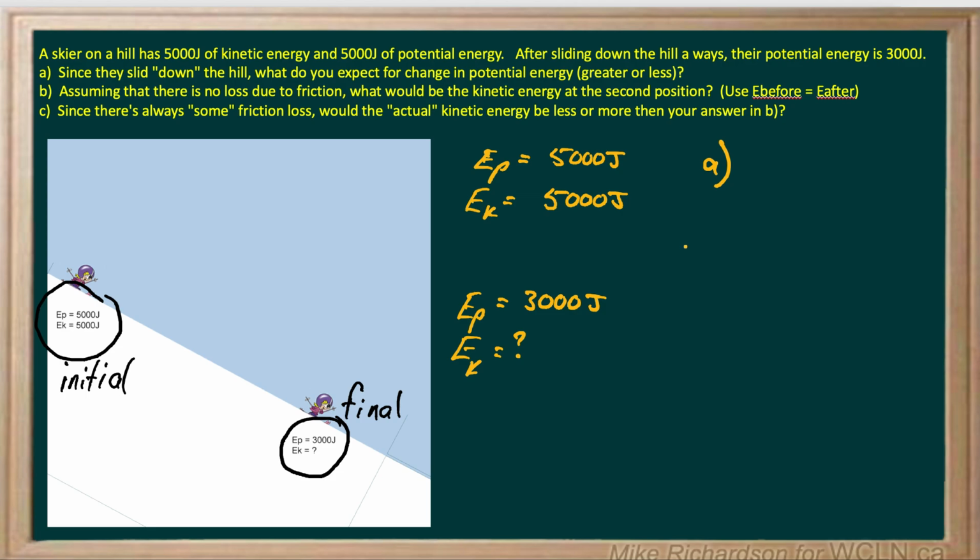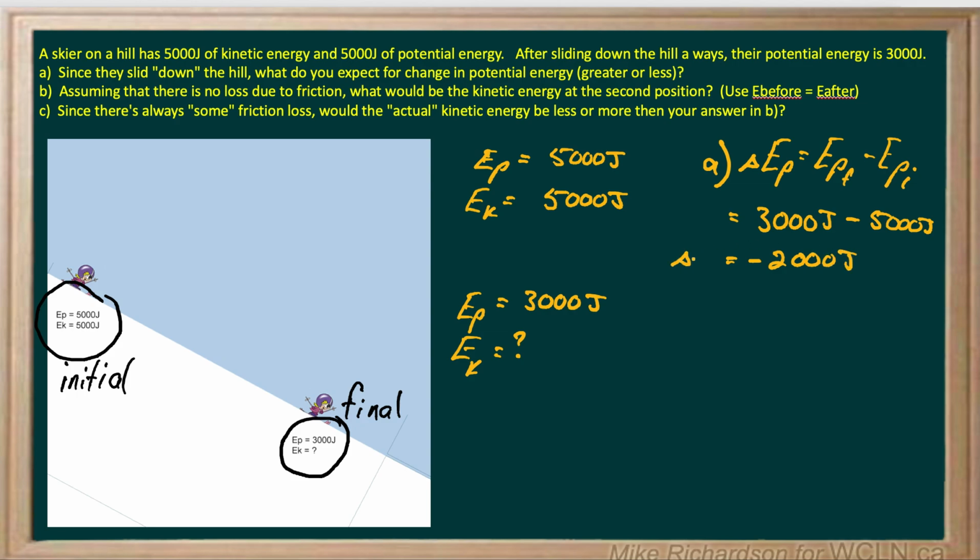Since they slid down the hill, what do you expect for the change in potential energy? Well, change in anything is always final minus initial. So it's EP final minus EP initial. And my final potential energy was 3,000. And my initial potential energy was 5,000. So that creates a negative change in energy, which makes sense. He's got lower on the mountain, which should mean he's losing potential energy.